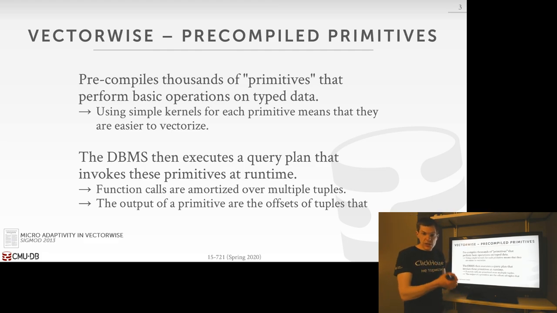Well, yes, because that's a jump in your execution code, and that can be expensive for modern superscalar CPUs. But the way they avoid having these function calls slow them down is that they amortize their cost, because for each function call to a primitive, they pass in a vector of values that they can then process in batches. So you wouldn't be invoking a primitive for every single tuple. The output of all the primitives is just offsets of the tuples that satisfy whatever the primitive is trying to do.